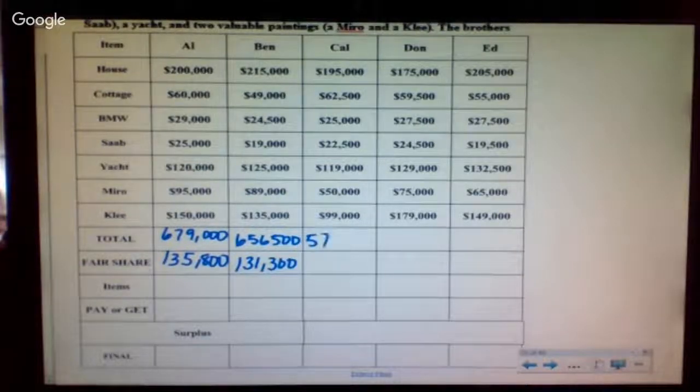Cal should have a total of $573,000. And his fair dollar share is 114,600. Dawn put up $669,500.